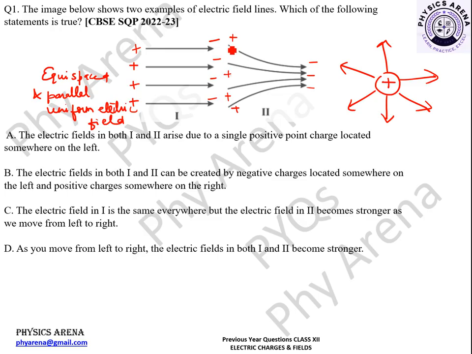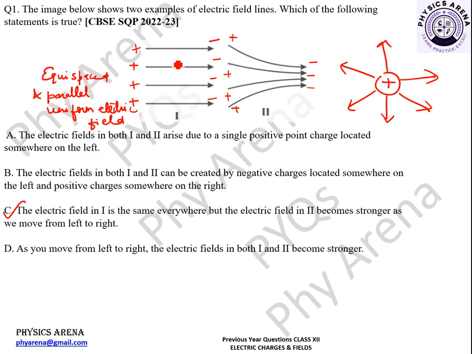right and they are far apart towards the left. So towards the left side, the field is weaker, and towards the right side, they are stronger, because the more the density of field lines, the more the closeness of field lines, the more their intensity. So statement C seems true. And let's take statement D as well. As you move from left to right, the field lines in both 1 and 2 become stronger.